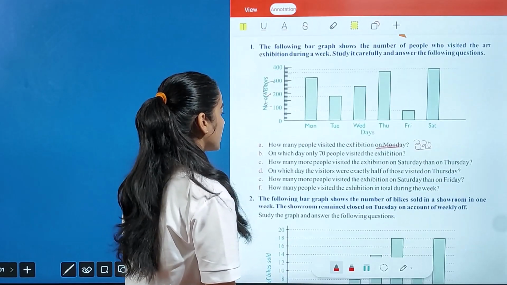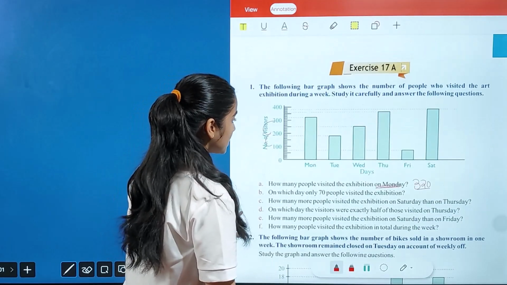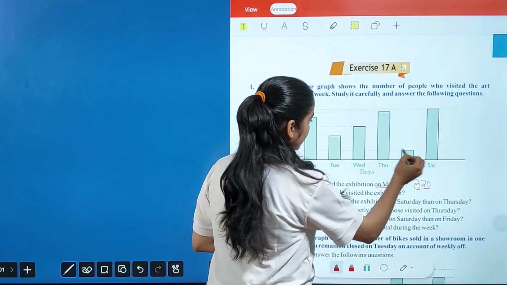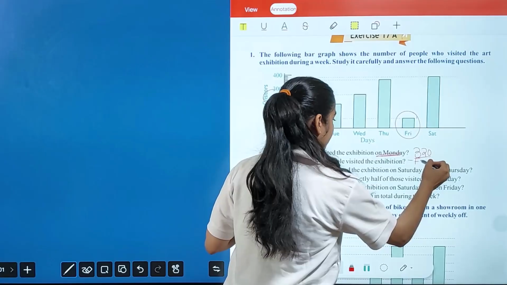Now, on which day only 70 people visited the exhibition? So only 70 people visited on Friday. So here we have Friday.